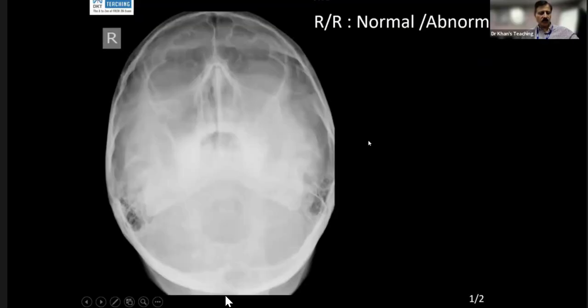Normal, abnormal? It's abnormal. Yes, please. There's fracture of the orbital wall on the right side, inferior orbital wall. Excellent. So if you see here, this is the maxillary sinus. This maxillary sinus is not normal. And so this is zygomatic fracture.